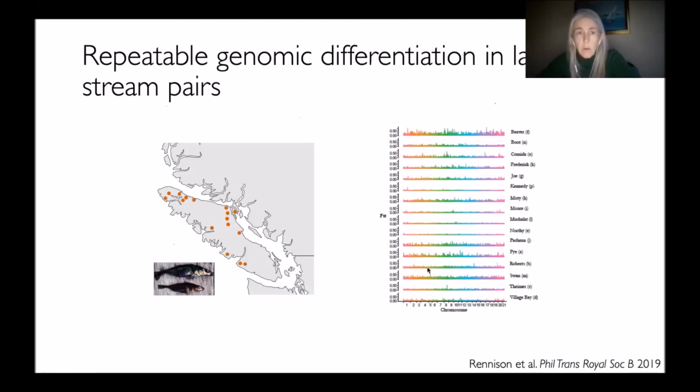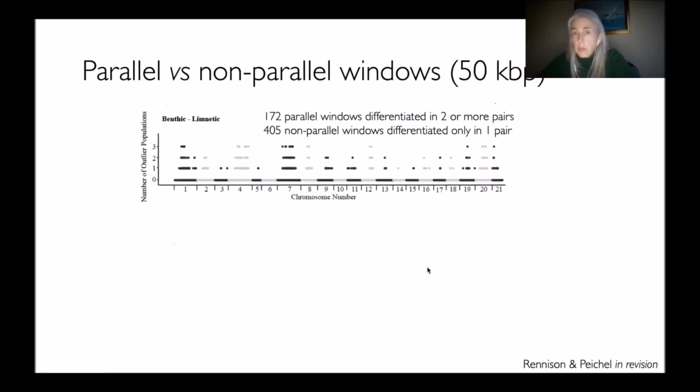So just to summarize, this is all a windowed analysis, with 50 KB windows. Diana identified 172 windows that were parallel, meaning they were differentiated in 2 or more pairs, at the top 5% FST in a population comparison. And then she had just over 400 windows that were only differentiated in one pair. So about 30% of the windows were parallel.